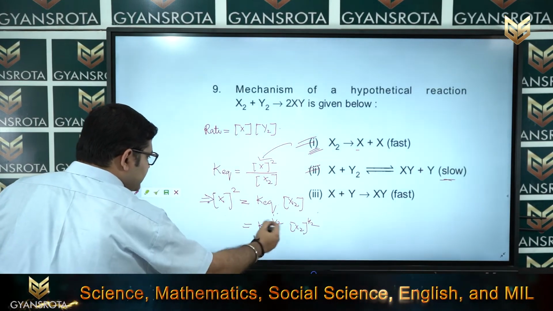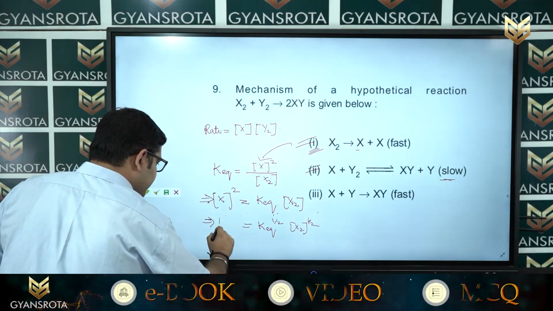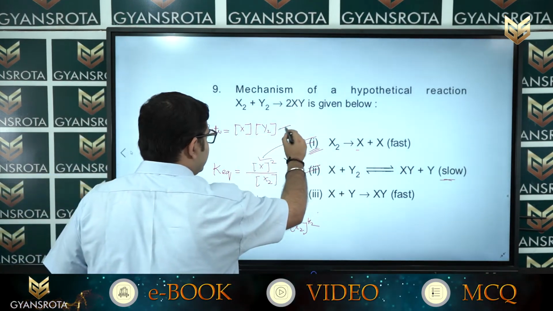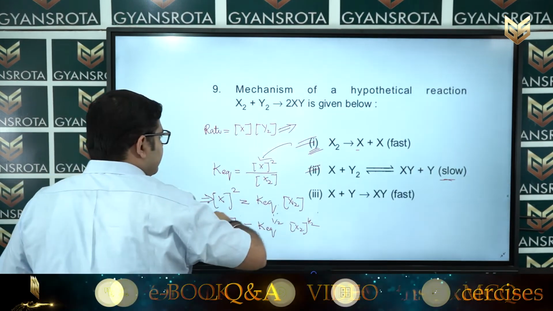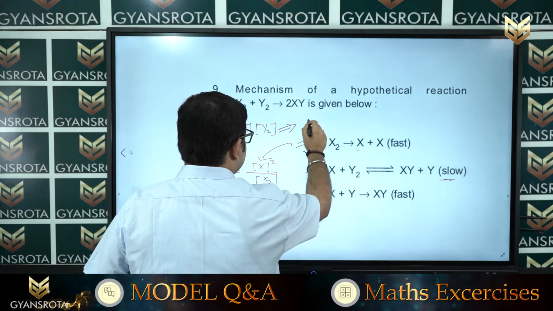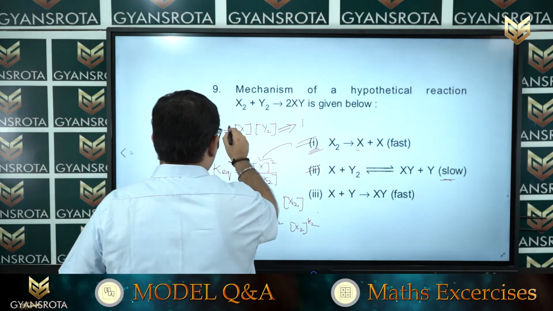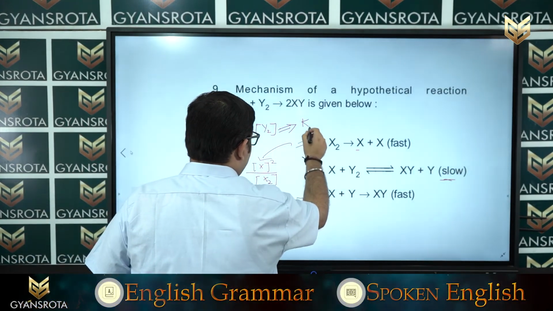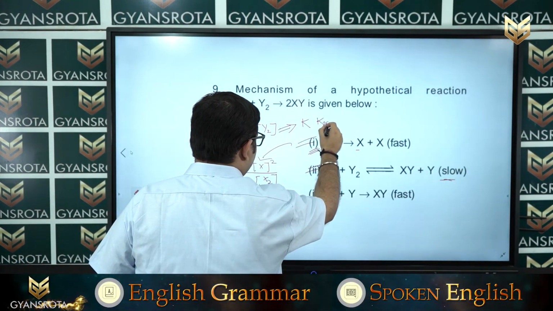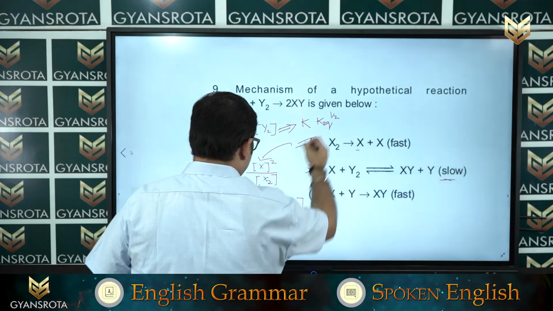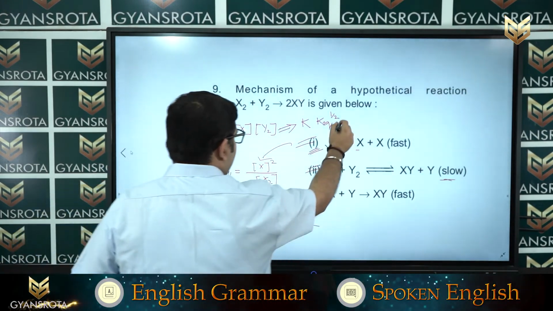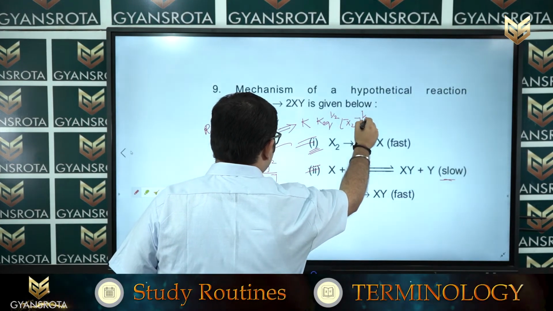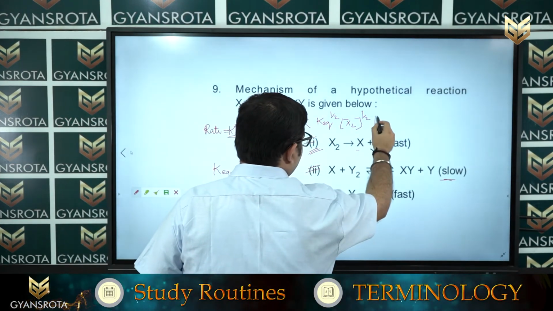Now replace this X terminology into your rate reaction. So what will you get? Here one constant will come, that is your rate constant. So k times K equilibrium to the power half, times X2 to the power half, and your Y2.